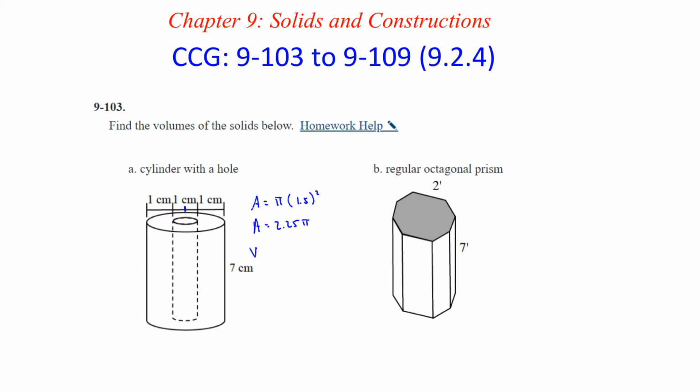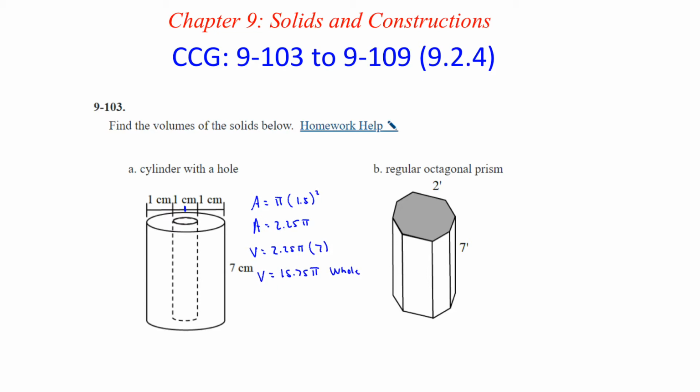Then we can go to find the volume, since we know that the height is 7, so we'll take the area of the base, which is 2.25 pi, and multiply that by the height of 7. And that will be 15.75 pi. And I'm going to leave it in exact form right now. I'm not going to plug pi in just yet, because we are going to have to subtract something. So this right here represents the volume of the whole cylinder.